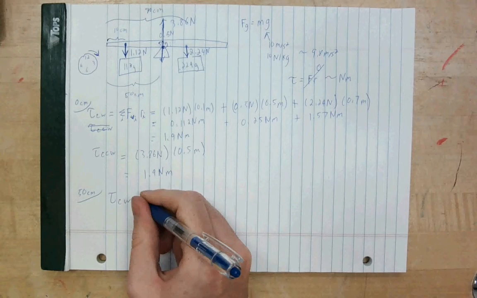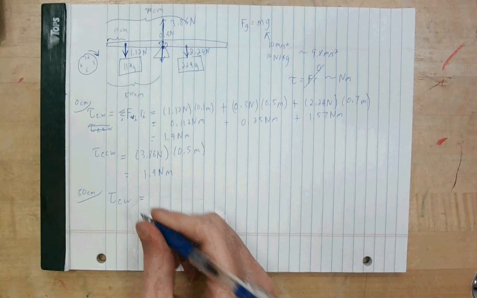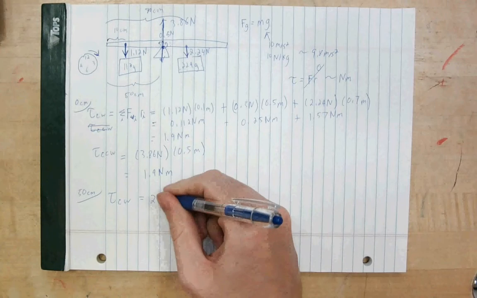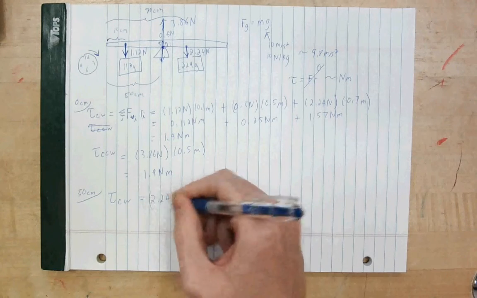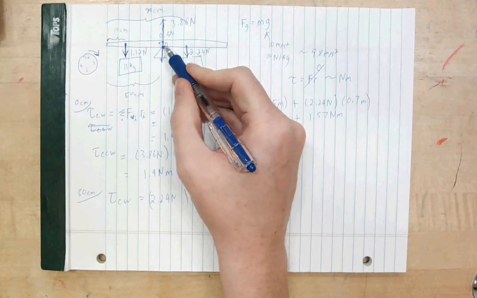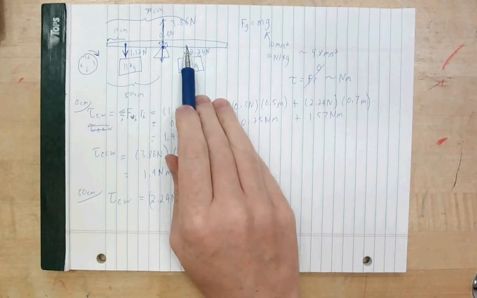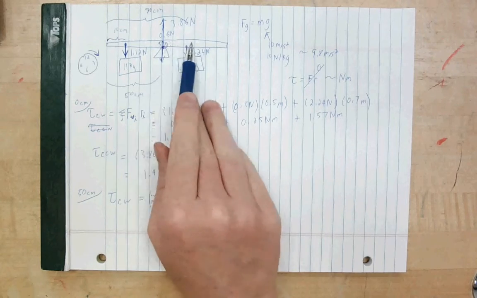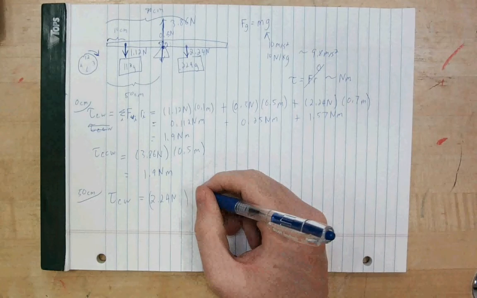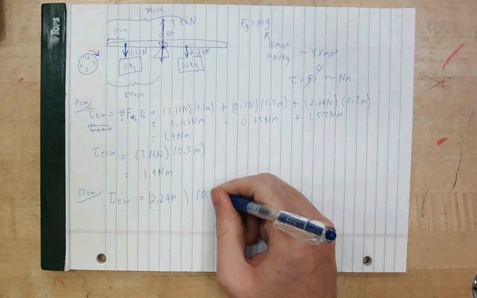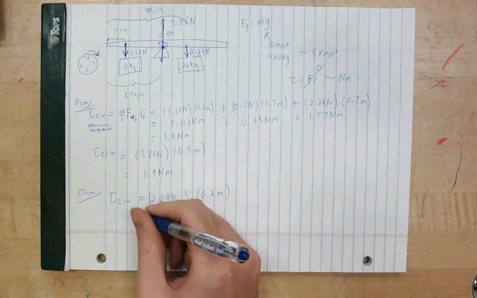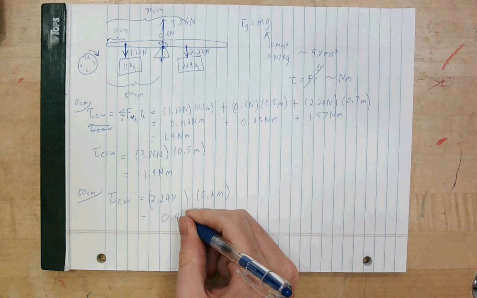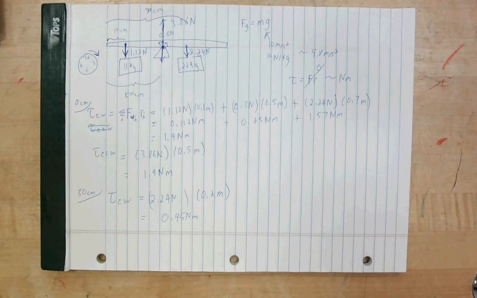So for torque clockwise, all I have to do is this weight, 2.24 newtons, times its distance from the pivot point. So measured from 0, it's 70 centimeters, which means measured from the 50 centimeter mark, this will only be 20 centimeters. And I get about 0.45 Newton meters when I multiply that out.